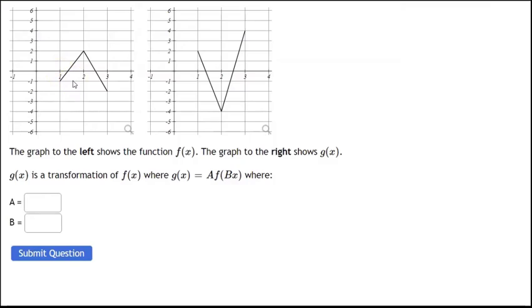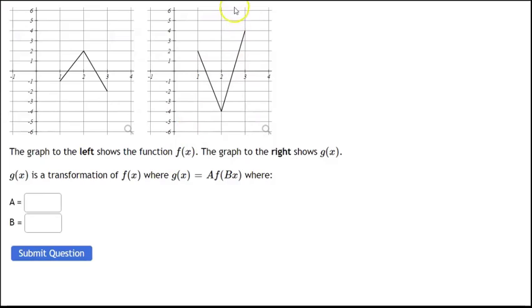So if we have a vertical stretch, that's going to change the outputs or the y values of the function, whereas a horizontal stretch or compression is going to change the x values or inputs of the function. So here, let's start with horizontal. If we look at the inputs to the function, here we see we have values ranging from 1 to 3. And over in our second graph, we also have values ranging from 1 to 3.